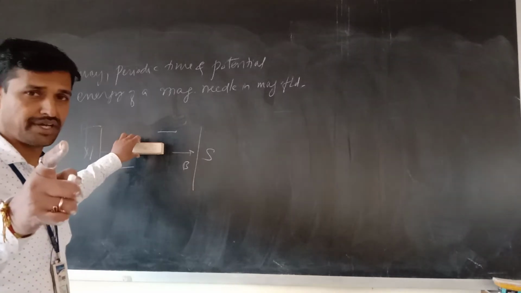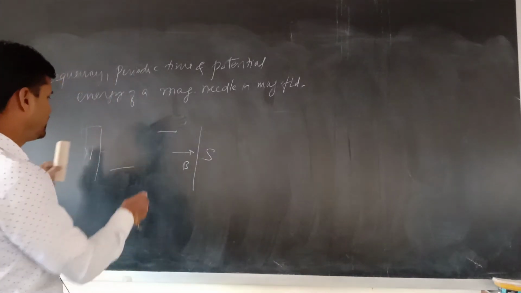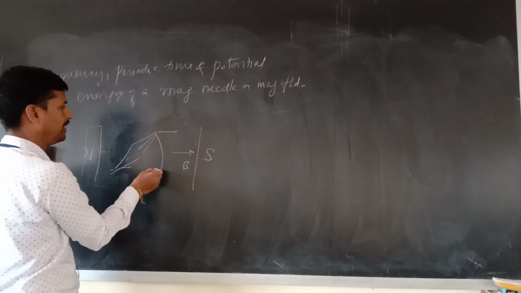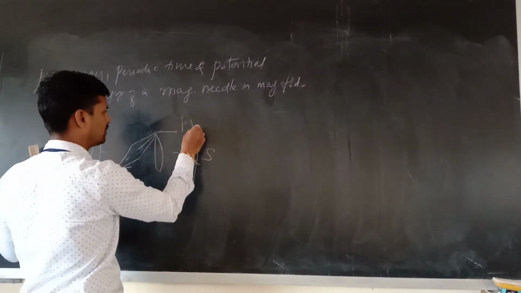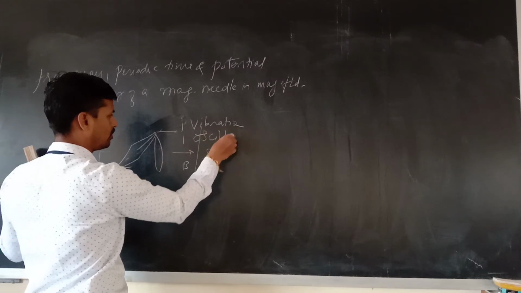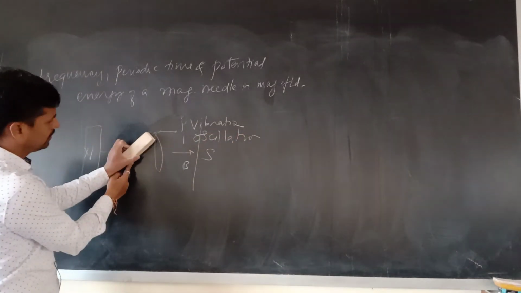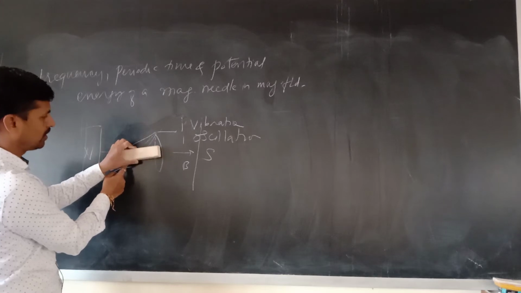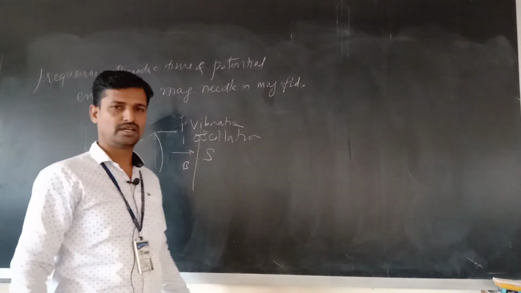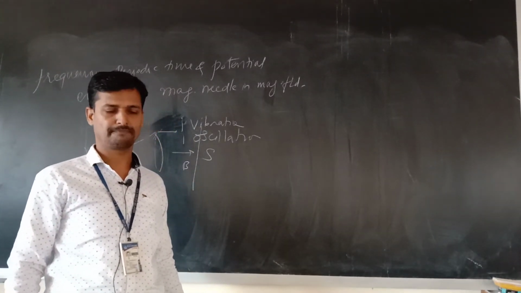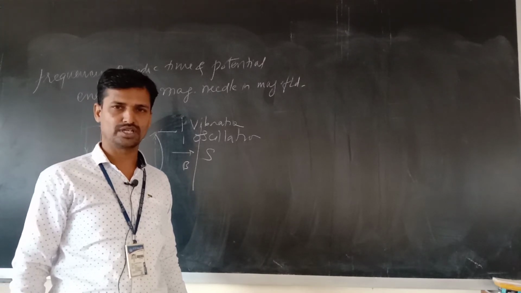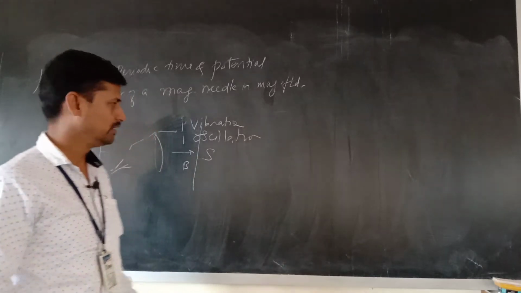The number of oscillations completed in 1 second is called frequency. If you start from here, it comes down and again it goes up, that is called one vibration or one oscillation. It should come down, again it should come up, that is one oscillation. 2, 3, 4 like that, SHM. The number of oscillations completed in 1 second is called frequency. The time taken for one oscillation is called periodic time. Let us see the derivation.